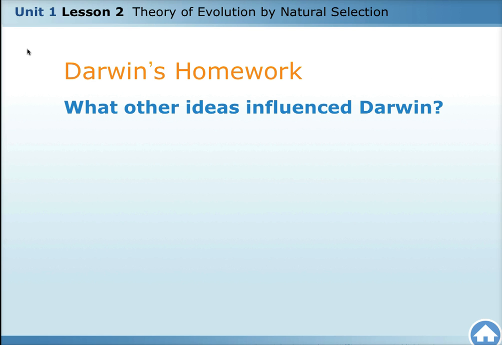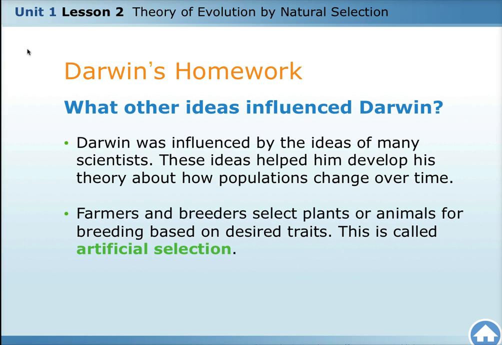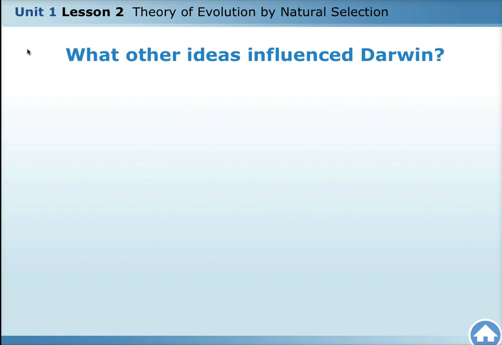If you turn to page 18, we're going to talk about some other ideas that influenced Darwin. Darwin was influenced by the ideas of many scientists. These ideas helped him develop his theory about how populations change over time. Farmers and breeders select plants or animals for breeding based on desired traits. This is called artificial selection. A trait is a form of an inherited characteristic. Traits can spread through populations. A trait could be that you inherited brown eyes or blue eyes from your parents.